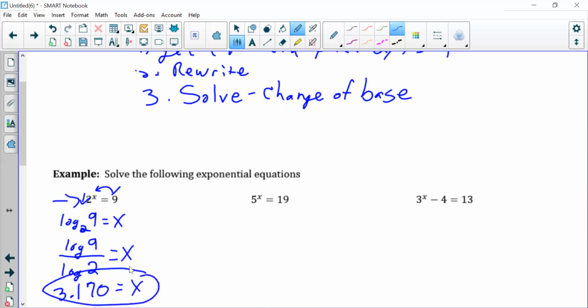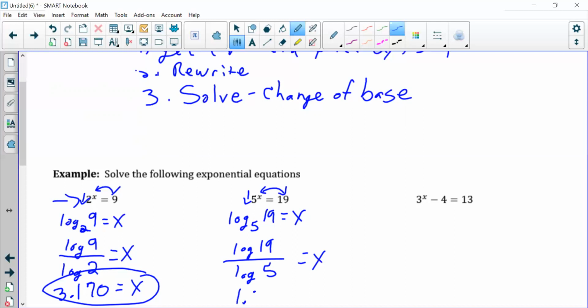All right, one more time. Exponential piece is by itself. So now I need to rewrite, switch places. This is a subscript. Log base 5 of 19 equals x. Log of the tall divided by log of the small equals x. So the log of 19, close parentheses, divided by log of 5, close parentheses, equals 1.829 equals x.